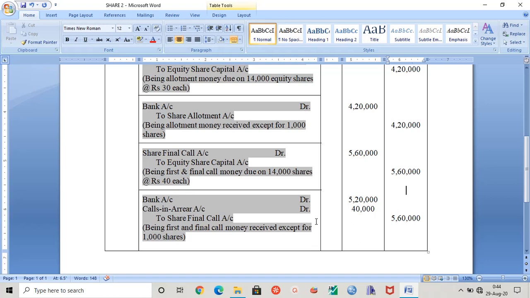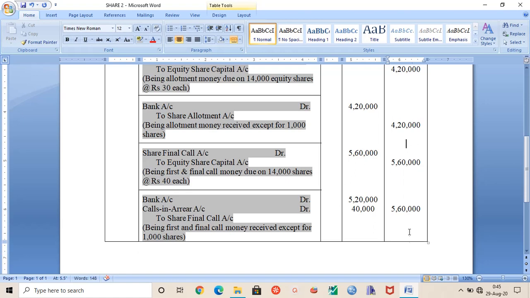There can be such a situation, let me tell you from the school only. If you guys are 20 in number, out of 20 students, only 19 students could pay the school fee on time on the due date, and one student failed to pay the school fee. That failure on making the payment is known as calls in arrear. So that is the situation here.